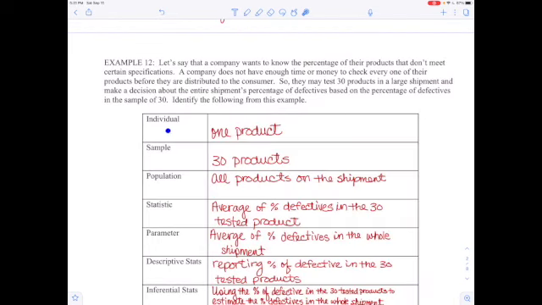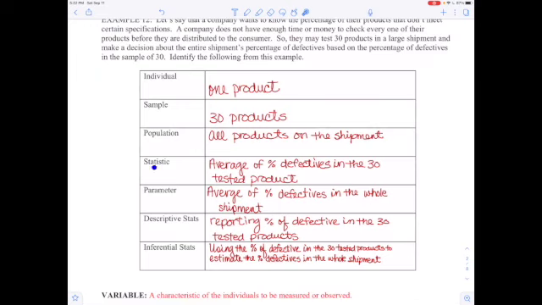For the individual, for example 12, it should be just one product. You are talking about one piece of data, so it's one product. The sample is going to be the 30 products they may test. So that's going to be the sample. They are testing 30 products. Population is all the products in the shipment, because they are going to make a decision about the entire shipment percentage. Okay, and then what you're going to do is they have the statistics.